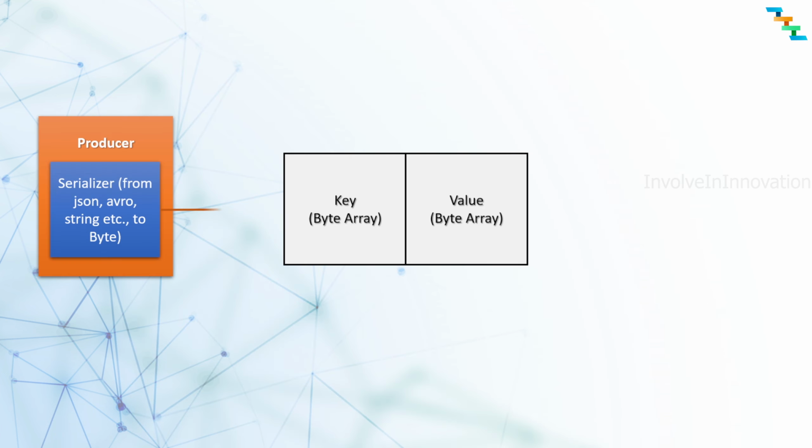Producers. Producers are responsible for sending records to Kafka topics. The producer knows which partition it needs to write to. We will see more about this shortly.